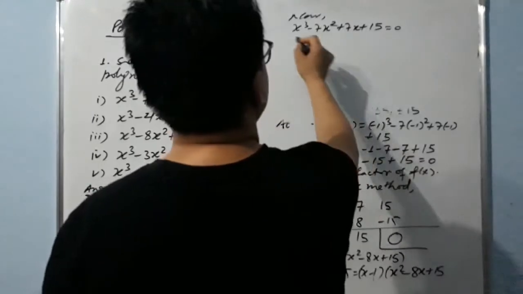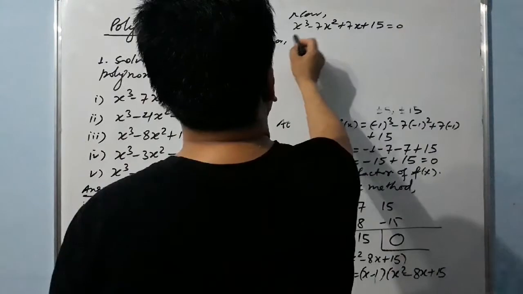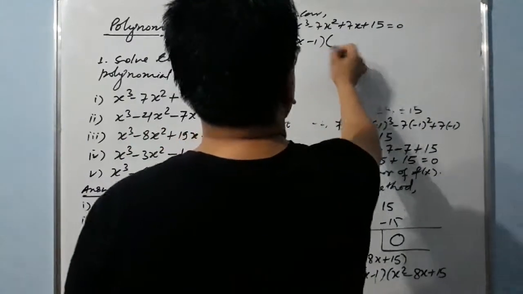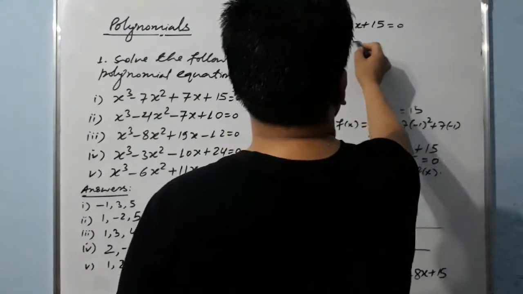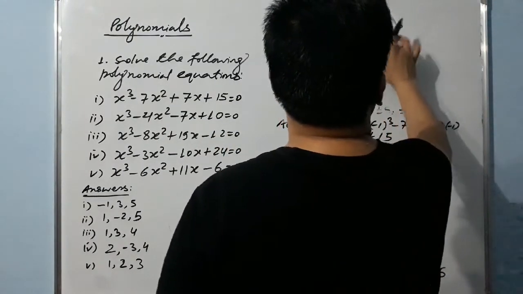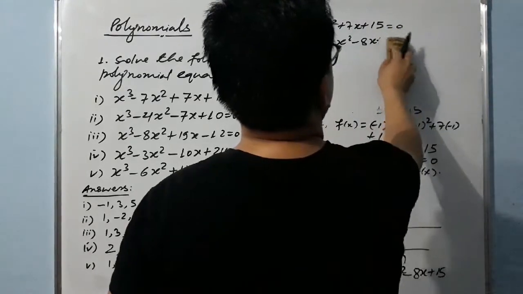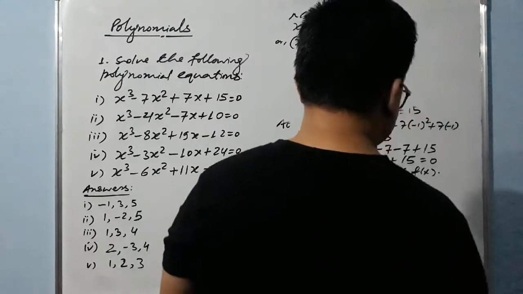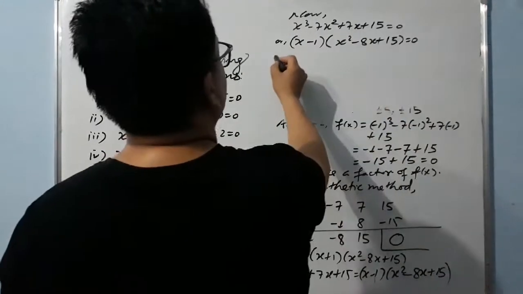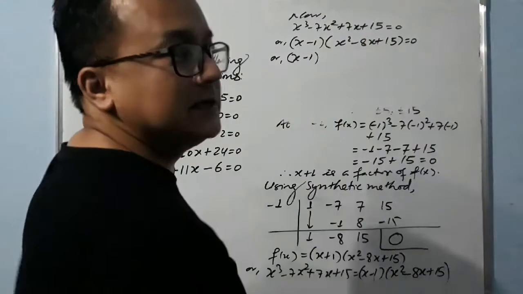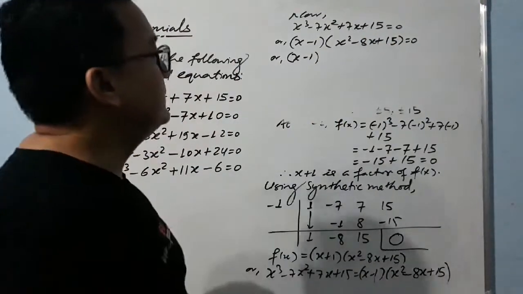Actually this is a polynomial equation, so instead of this you can write x plus 1 times x squared minus 8x plus 15 is equal to 0, or x plus 1, and this one we can factorize very easily. You have done it many times, I think.